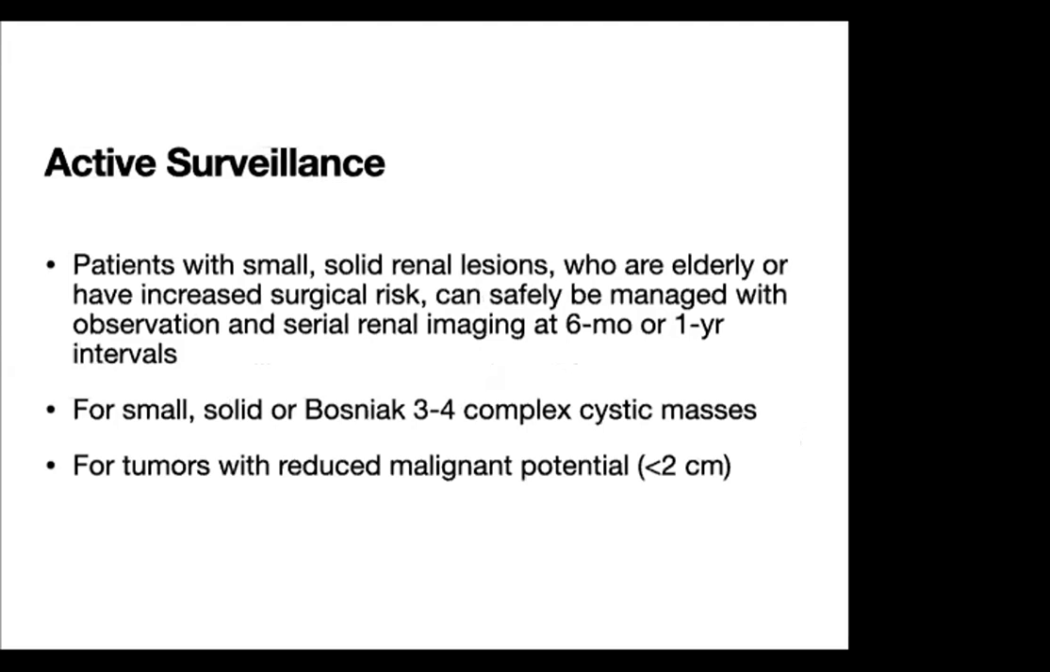This is for patients with small solid renal lesions who are elderly or have increased surgical risk and can safely be managed with observation and serial renal imaging at 6 months or 1 year intervals. These are for small, solid, or Bosniak 3 to 4 complex cystic masses, or for tumors with reduced malignant potential, or less than 2 centimeters in diameter.